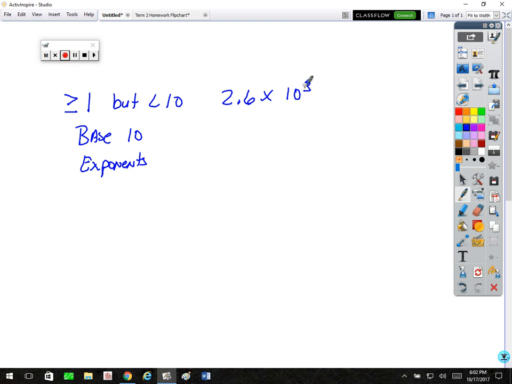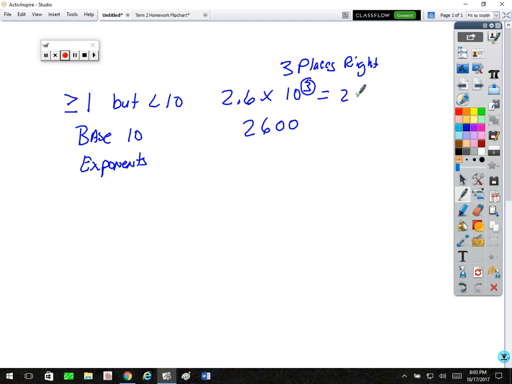So in this case, if I was just to go ahead and convert this number from scientific notation into standard form, this 3 tells me to move my decimal 3 places to the right. All I'm going to do is take it from where it's at. It's between the 2 and the 6 right now, so here's 1. And since I've already moved it 1, let's add 2 more zeros. So 1, 2, 3. So 2.6 times 10 to the third power is actually 2600.